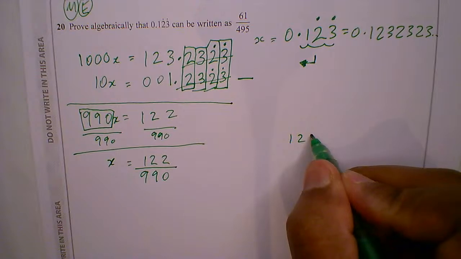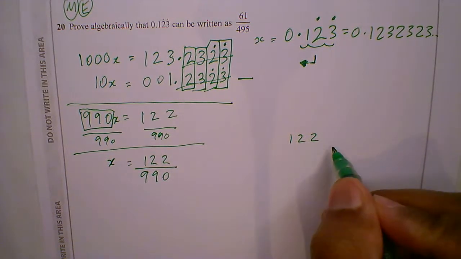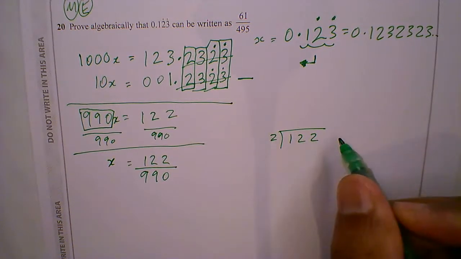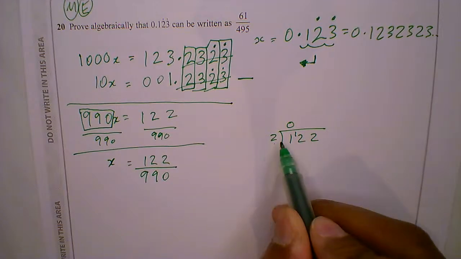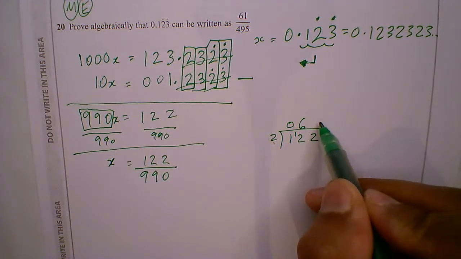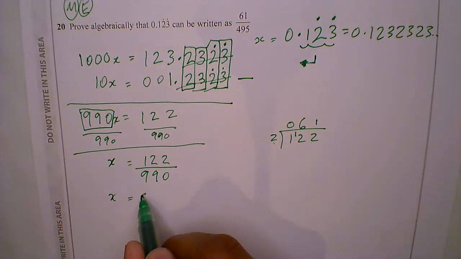122 divided by 2. Let me do it the long way. So does 2 go into 1? No, it doesn't. Carry the 1. Does 2 go into 12? Yes, it does, 6 times. 2 goes into 2 once. So this number becomes 61.